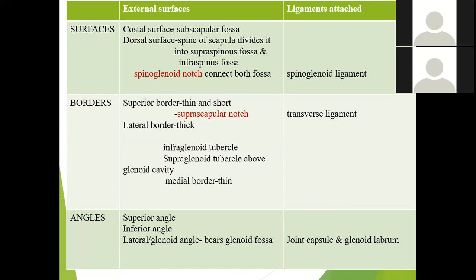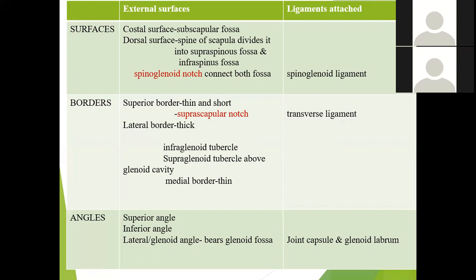The second one is the transverse ligament. Where is it attached? You have to come to the left side. You can see there is a notch called the suprascapular notch. The suprascapular notch is bridged or connected by a ligament called the transverse ligament.